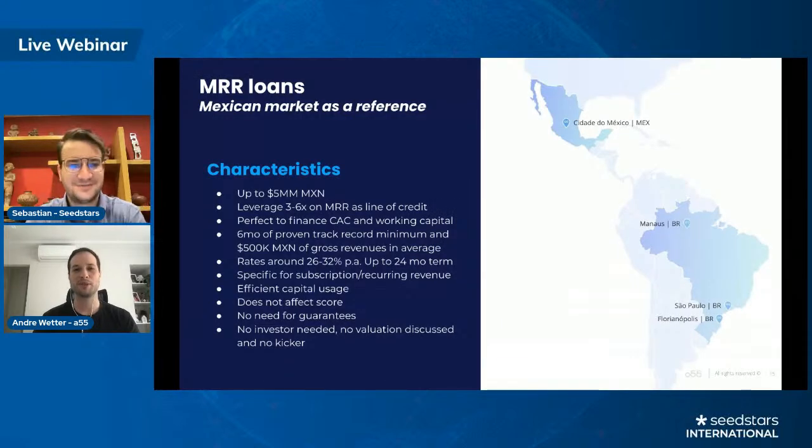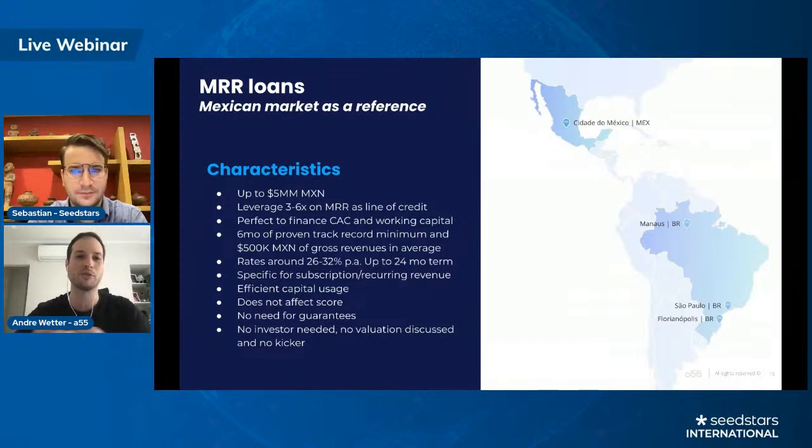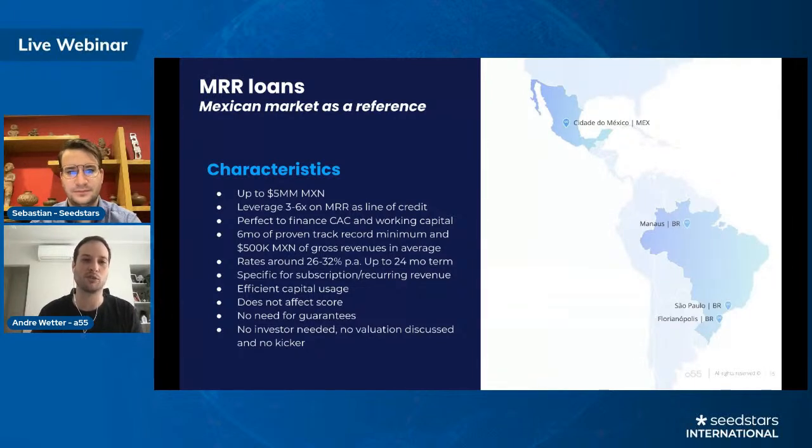Yeah. And I'll give here also an example about an MRR business line that we have in Mexico. So we are both in Brazil and Mexico. The countries have a bit of difference. So the business lines in Brazil and Mexico change a bit due to the structure that the Mexican financial system or the Brazilian financial system has. But in Mexico, for example, we are happy to give companies up to 5 million pesos. And we usually leverage those companies up to 6 times their MRR. So a company which has, let's say, $100,000 in recurring revenue, it can get up to $600,000 from us.